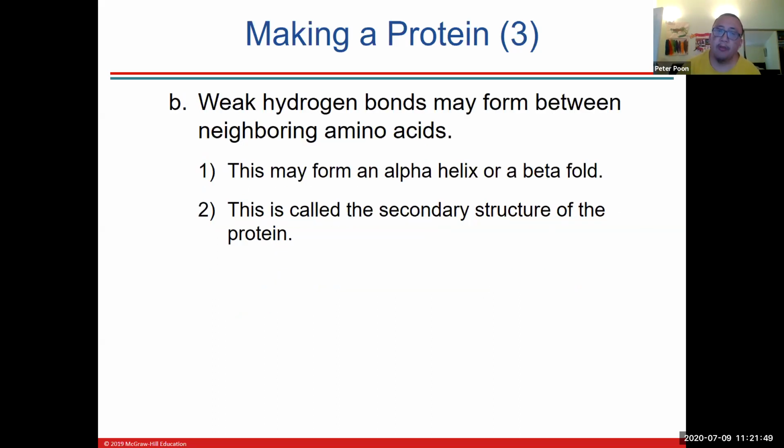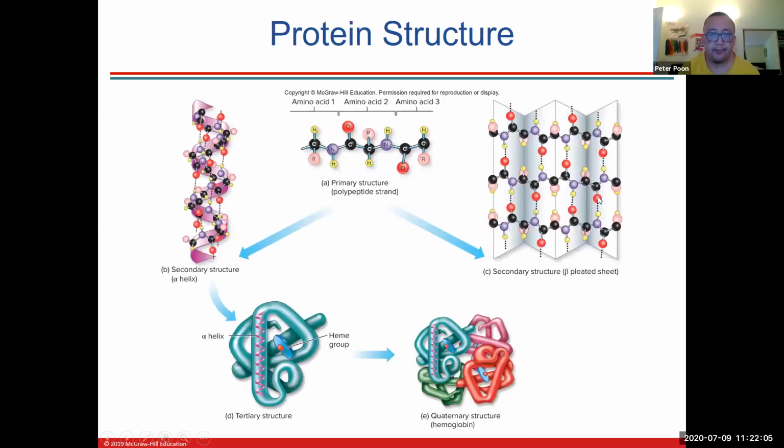The amino acids themselves will interact with each other, and they can form hydrogen bonds between them. Two of the most common ones are the alpha helix and the beta sheet, or beta fold. So these are alpha helixes. You see how they're all connected here, like down the string? That connection is the primary structure. The secondary structure is the hydrogen bonding here. This is the alpha helix. This is the beta sheet.